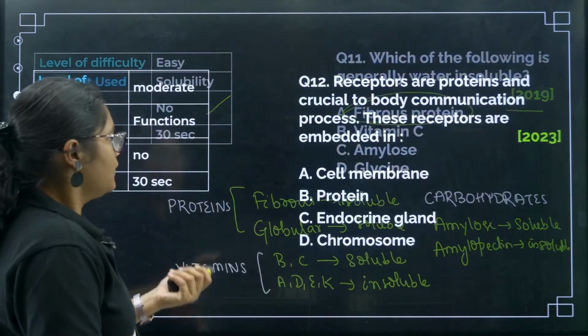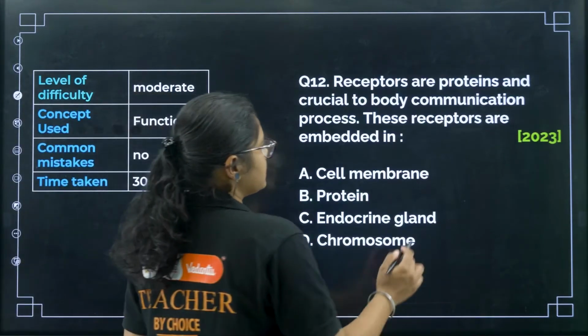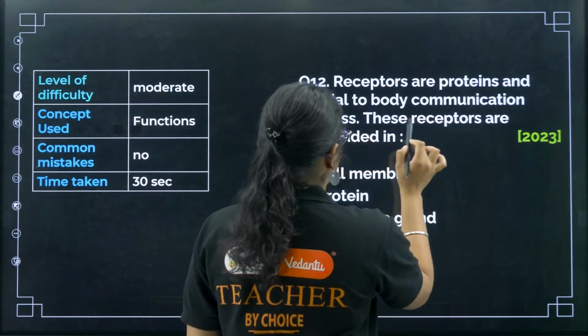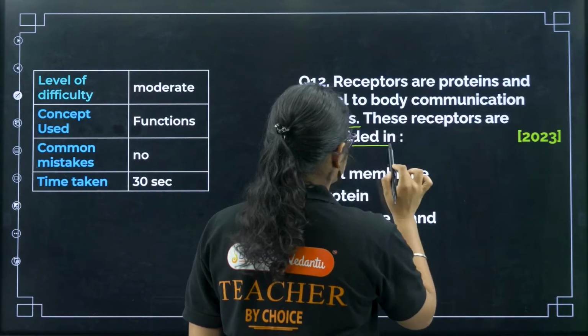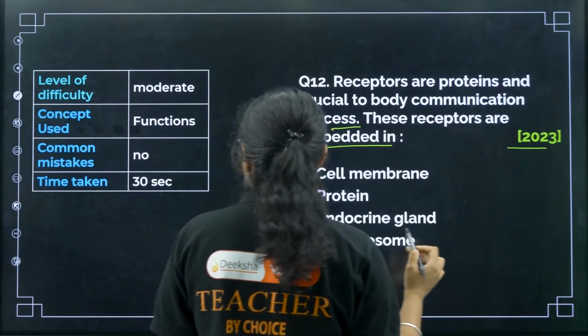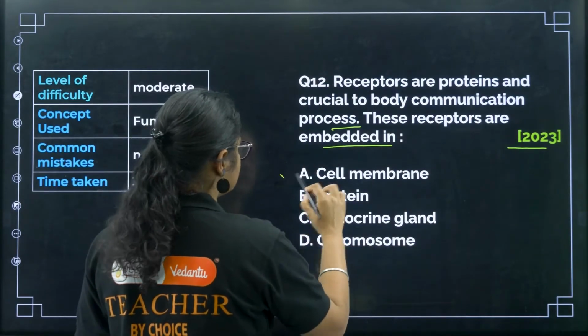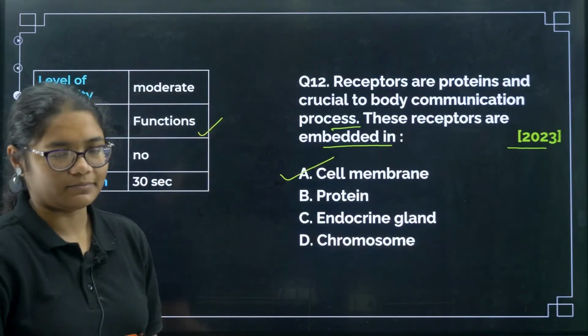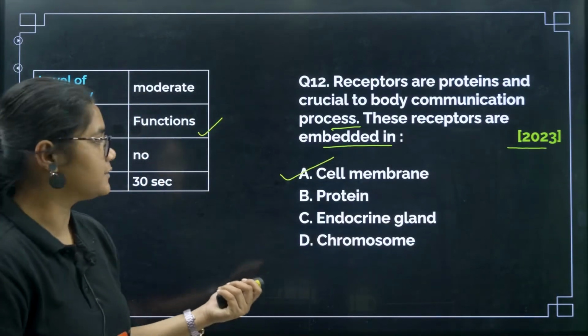Okay. Next, question number 12, receptors are proteins and crucial to body communication process. These receptors are embedded in, so 23 question this is, so it is all about functions of proteins. They are embedded in the cell membrane. Option A will be the correct answer.